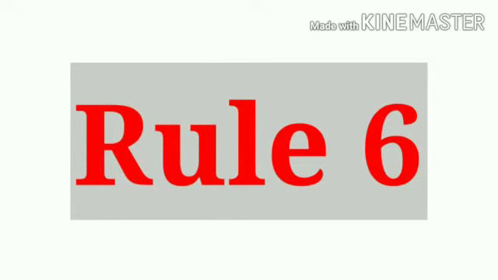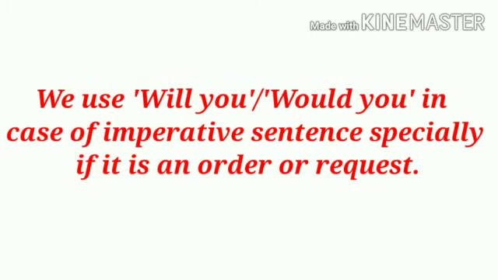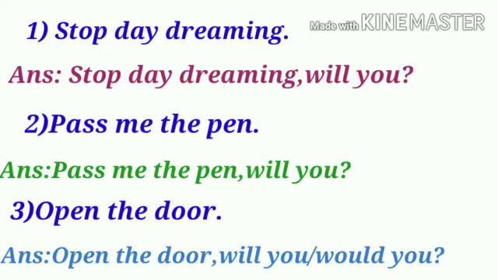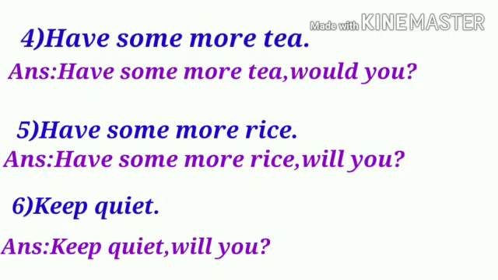Rule number 6. We use will you or would you in case of imperative sentence, especially if it is an order or request. For example, stop daydreaming. Will you? Pass me the pen. Will you? Open the door. Will you? Or you can use would you? Have some more tea. Would you? Have some more rice. Will you? Keep quiet. Will you?